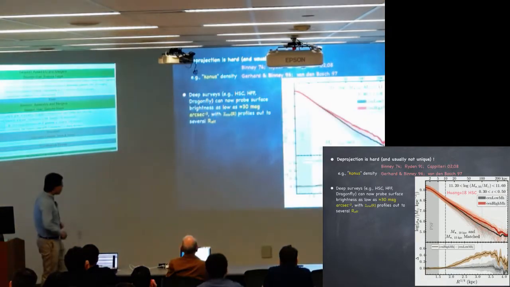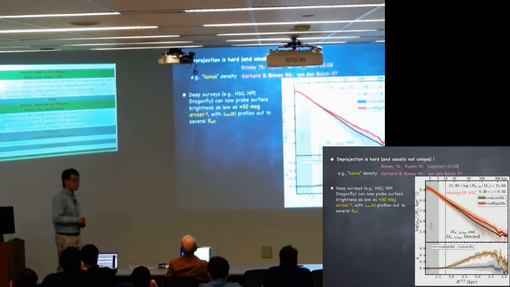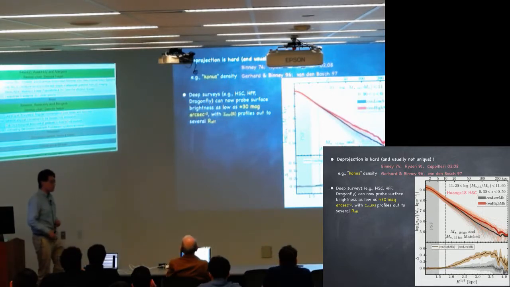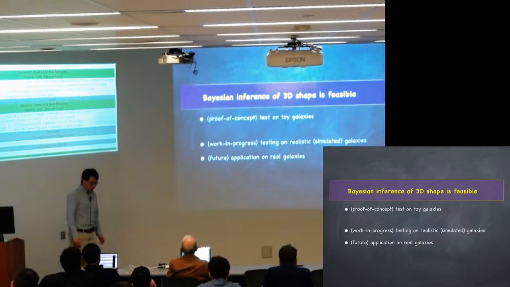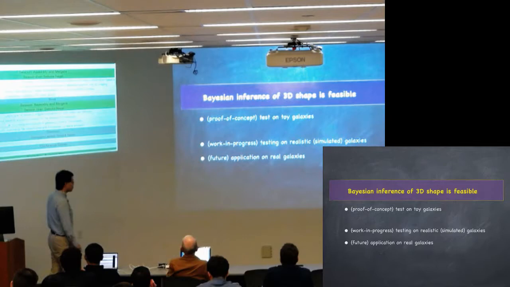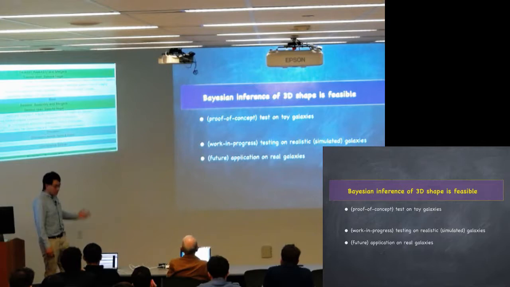And even more, nowadays we have deep surveys that can probe the low surface brightness component out to several effective radii. For example, here is the Hyper Suprime-Cam data of early type galaxies. You can see the surface brightness distribution extend out to almost 100 kiloparsecs. So our hope is that maybe we can use this high quality imaging to break the degeneracy in deprojection. And of course, I'm here to give you hope. So I will show you with a proof of concept test on our toy galaxies that this is feasible. Let me walk you through a few examples before I wrap up with the methodology.